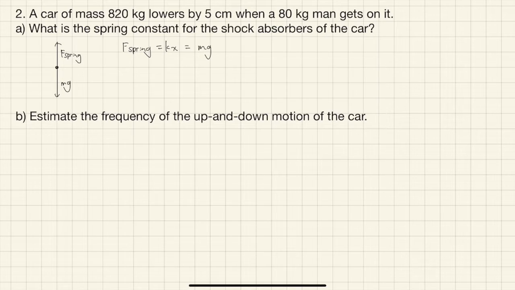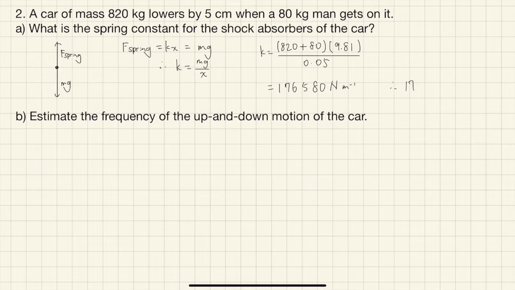In part A, we are asked to find the spring constant, and therefore, by rewriting this equation, we can see that the spring constant k is equal to mg over x. By the given values from this question, we can compute the spring constant to be 176,580 newtons per meter. This question has all 3 values in 3 significant figures, so the final answer to part A of question 2 would be 177,000 newtons per meter.